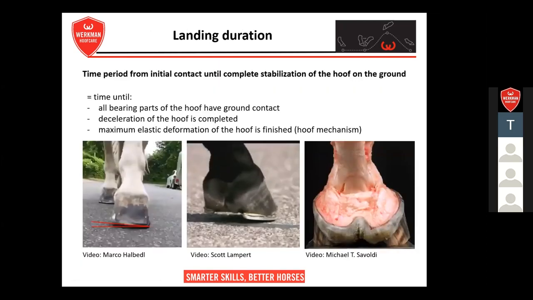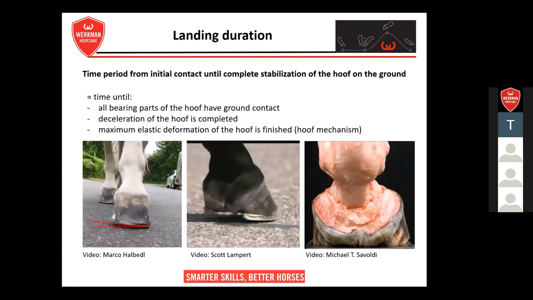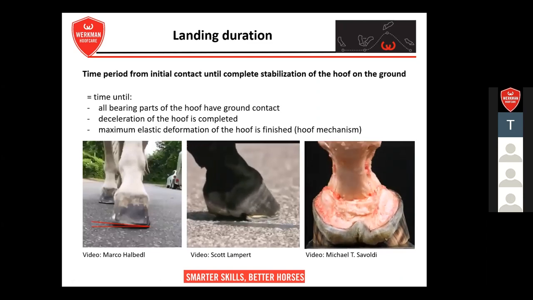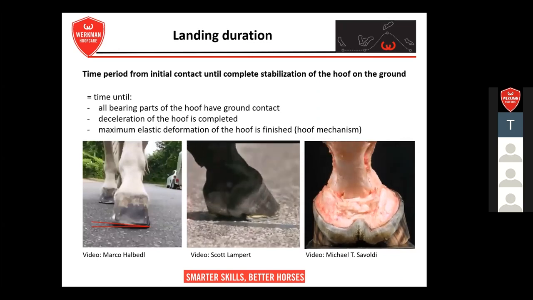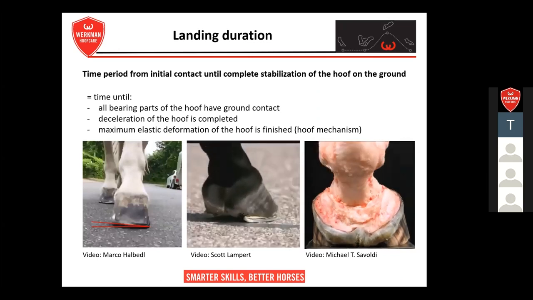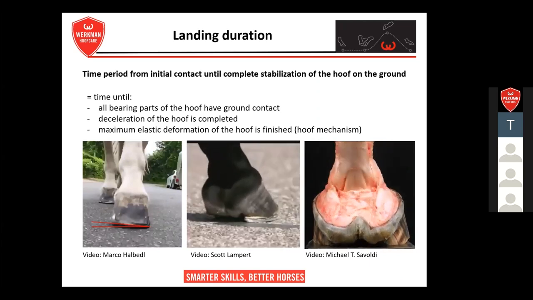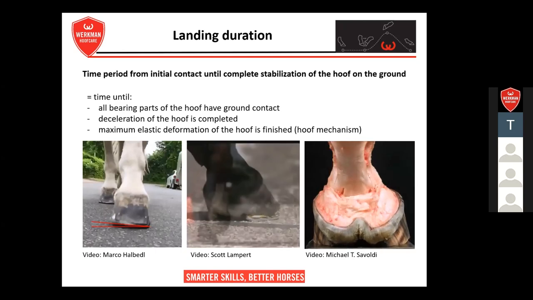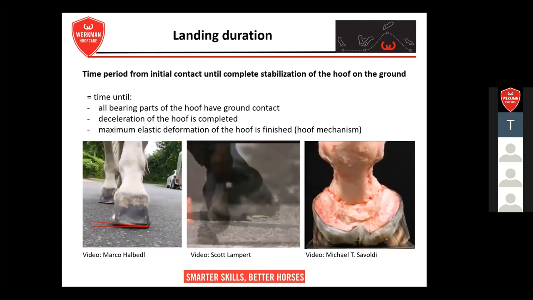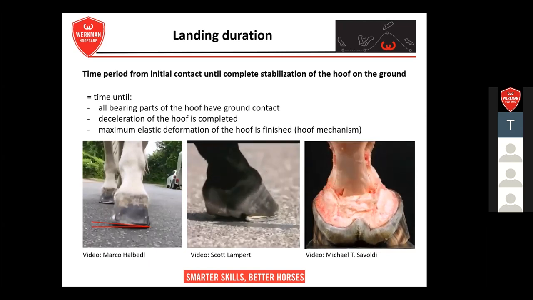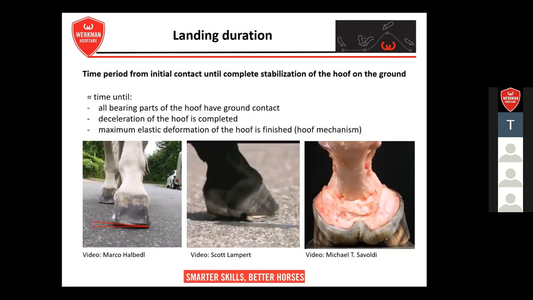So if we conclude the landing duration, now this parameter is represented in black with milliseconds. It's the time period from initial contact until complete stabilization of the hoof on the ground. So it's the time needed for all parts of the hoof to have ground contact. It's the time until deceleration of the hoof is completed, and the time until the maximum elastic deformation of the hoof is finished. And this all is landing.